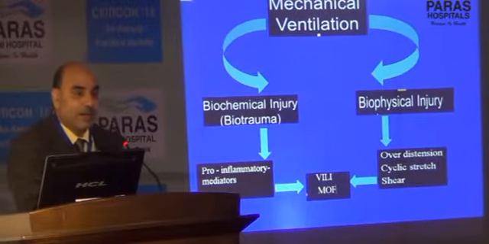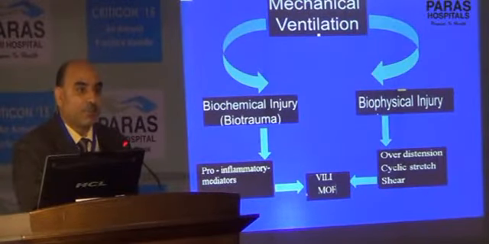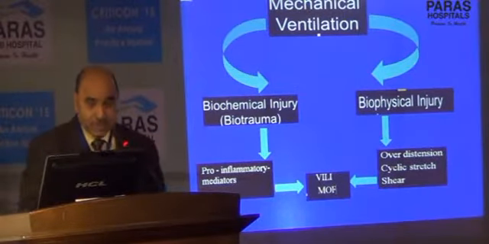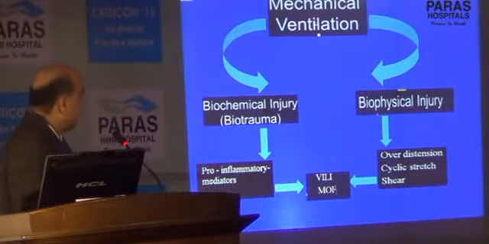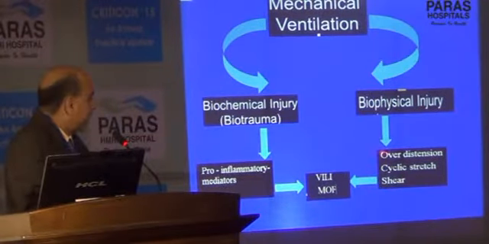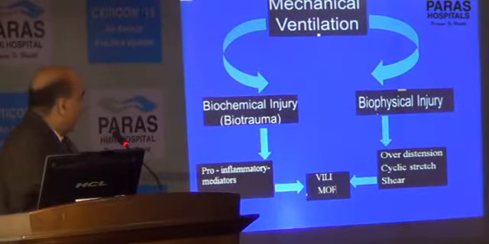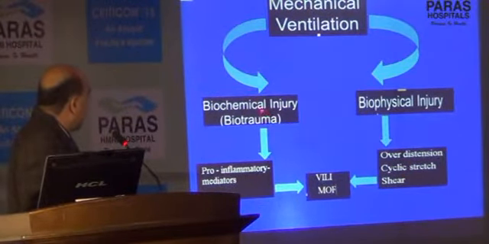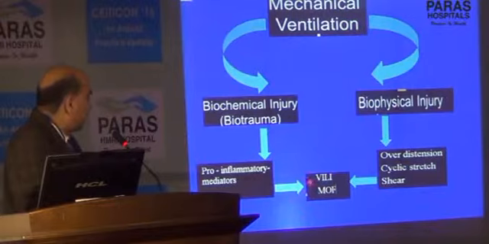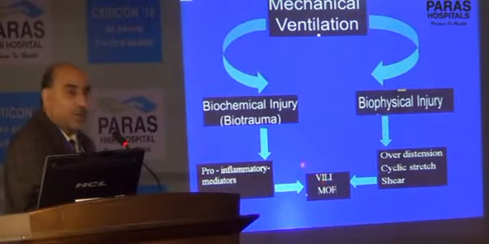So what can mechanical ventilation do? We all know that mechanical ventilation is life-saving. It provides gas exchange, but it is harmful also, particularly in such patients. Mechanical ventilation can cause a biophysical injury. If it is set inappropriately, that can cause over-distension, cyclic stretch and shear injury to the lung. Besides that, it can also produce a biochemical injury, a biotrauma, and can stimulate a pro-inflammatory cascade.